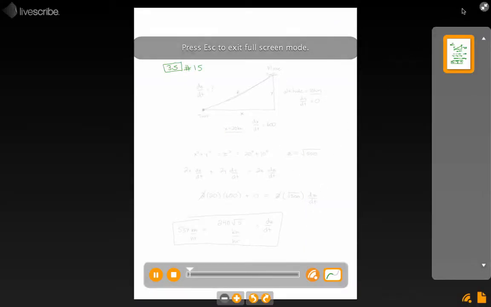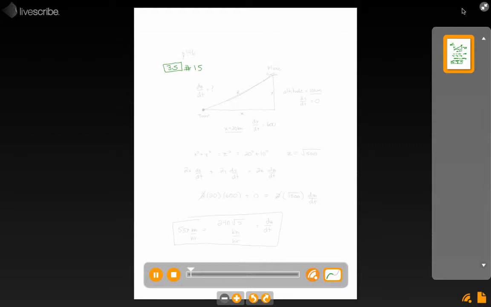Alright, we're working on related rates, section 3.5, and the question is number 15. We've got a plane that's flying up in the air. This question comes from page 146 of your textbook.